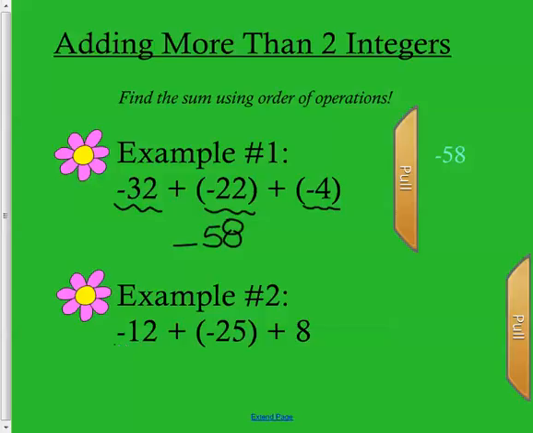In example 2, negative 12 and negative 25 share a common sign. But 8 is positive, so let's wait for him. We've got 10 and 20, which makes 30, and 2 and 5 makes 7, so we have negative 37. Bring down your plus 8. Now we have different signs, so take the sign of the 37 because it's bigger, and subtract 8 from 37, and you get negative 29.